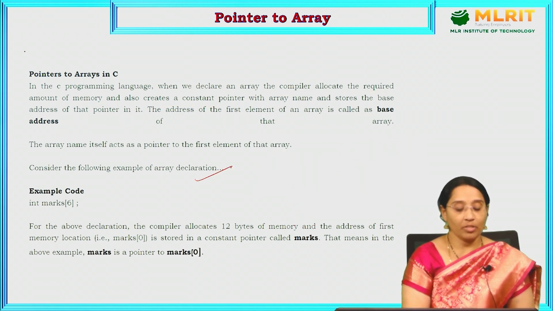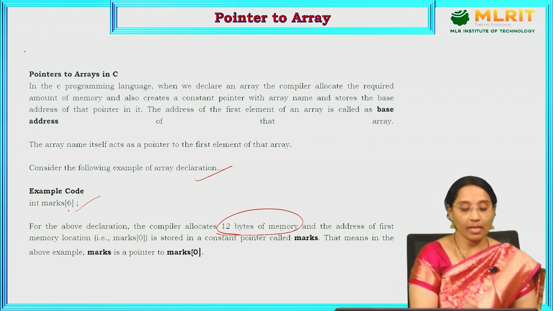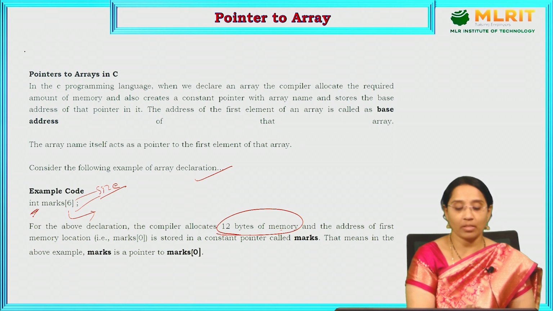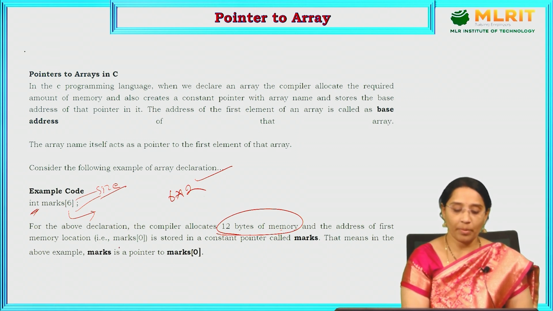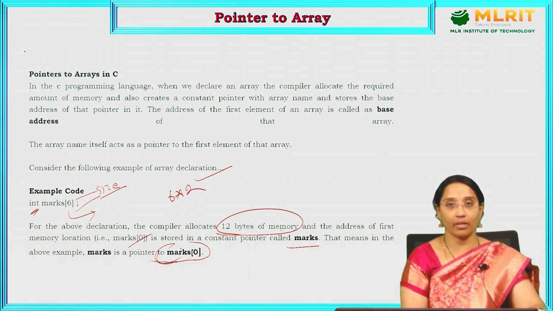Consider the following example for the declaration marks of 6. For the above declaration, the compiler will allocate 12 bytes of memory. How is it 12 bytes? Because this is the size of the array and an integer takes 2 bytes: 6 into 2, the number of elements into the data type size 2. So 12 bytes, and the address of the first memory location, that is marks of 0, obviously index position starts from 0, is in a constant pointer called marks. In the above example, marks is a pointer to marks of 0. So an array is an internal pointer.